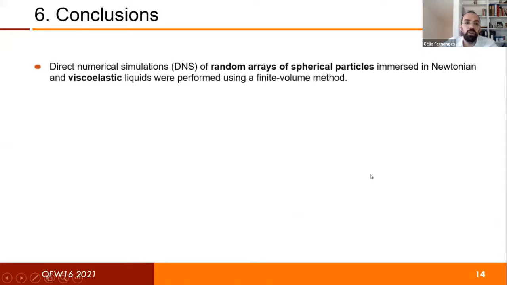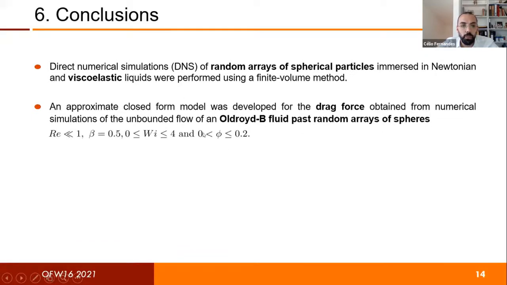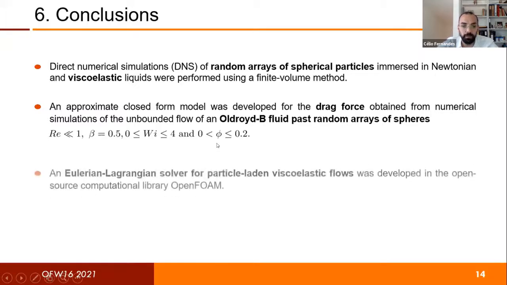So in the conclusions, we have performed direct numerical simulations of random arrays of spherical particles immersed in Newtonian and viscoelastic liquids using a finite volume method. We were able to approximate a closed form model for the drag force in Oldroyd-B viscoelastic fluids for creeping flow conditions, a retardation ratio of 0.5, Weissenberg number between 0 and 4, and particle volume fraction between 0 and 20%.